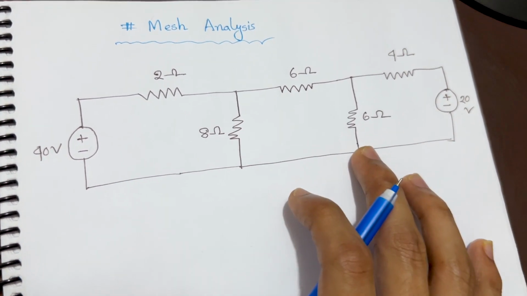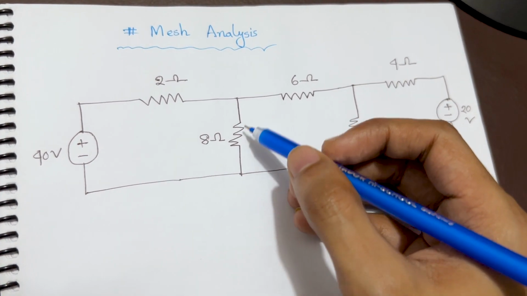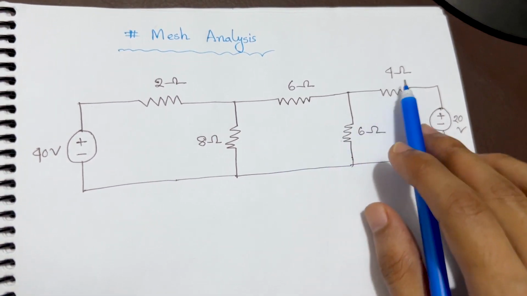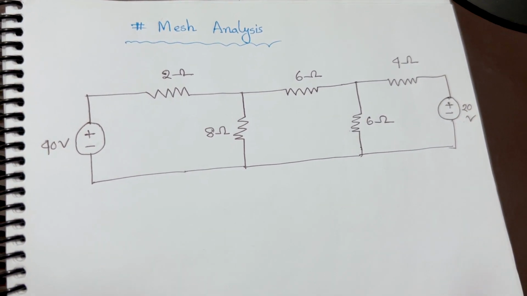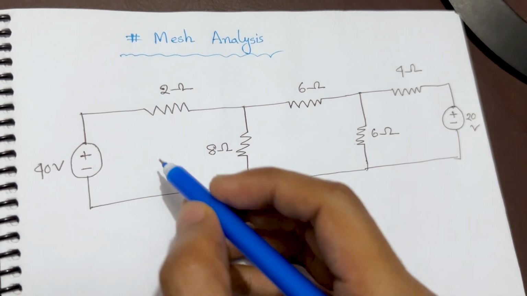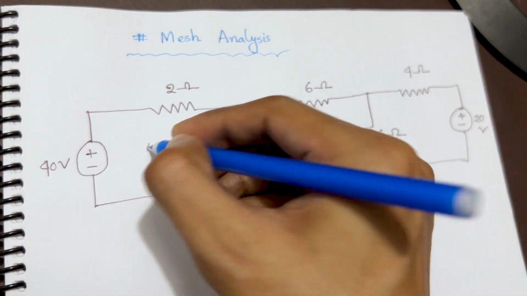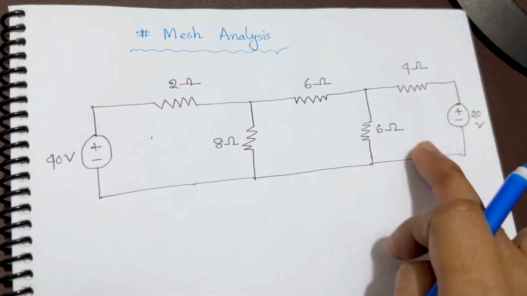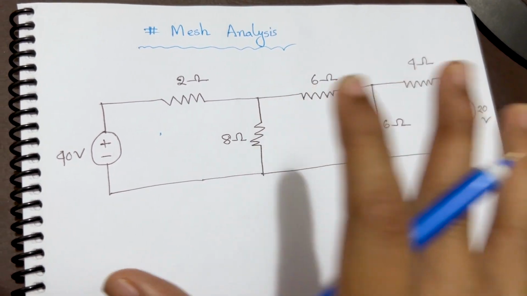In this case, mesh analysis is really important to understand how much current is going through this resistor and this resistor. All of those things can be calculated very easily using mesh analysis. That's why mesh analysis is super important. So the first step is we need to loop through this closed circuit. We have three closed loops, so we will have three meshes.